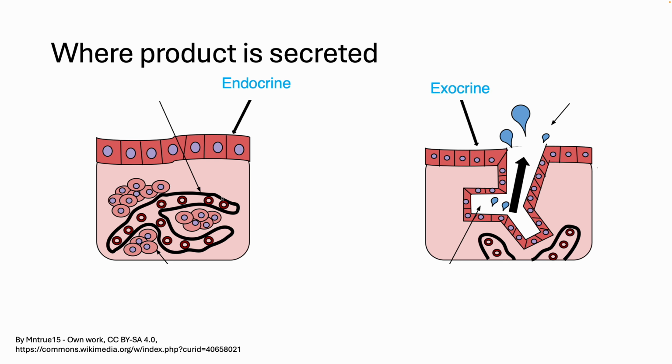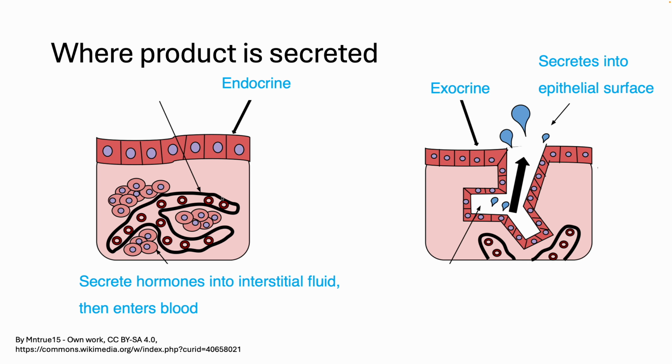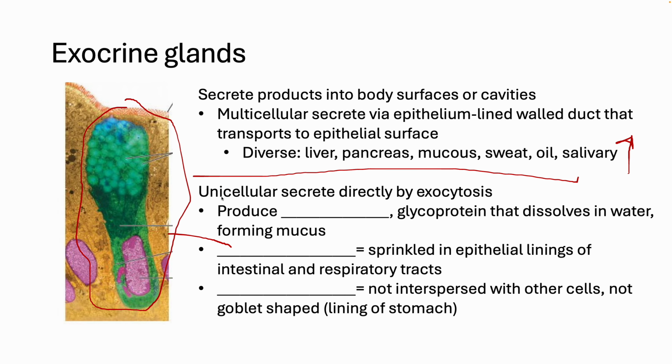The exocrine glands are going to have a duct that transports secretions out to the epithelial surface. It will contain both duct cells as well as epithelial cells. All right, so this is what I said. In the endocrine example, it secretes hormones into interstitial fluid, which then enters the blood, whereas in the exocrine example, it secretes onto the epithelial surface.